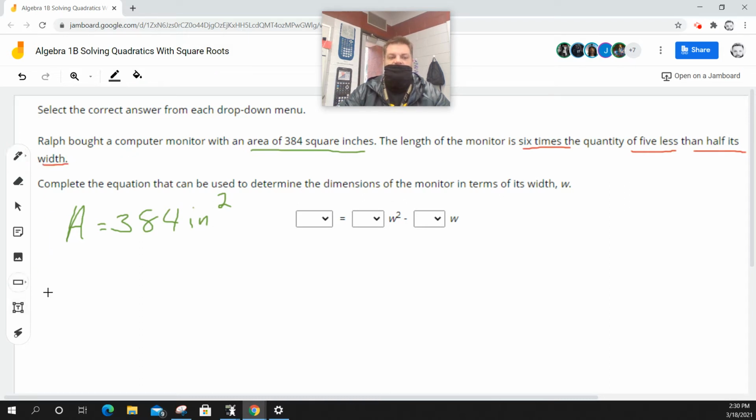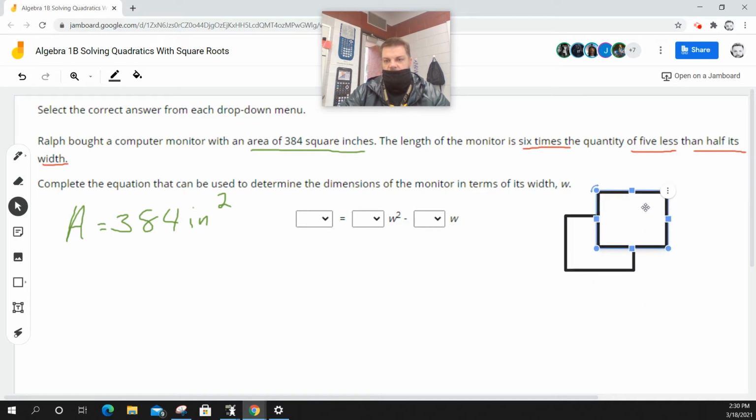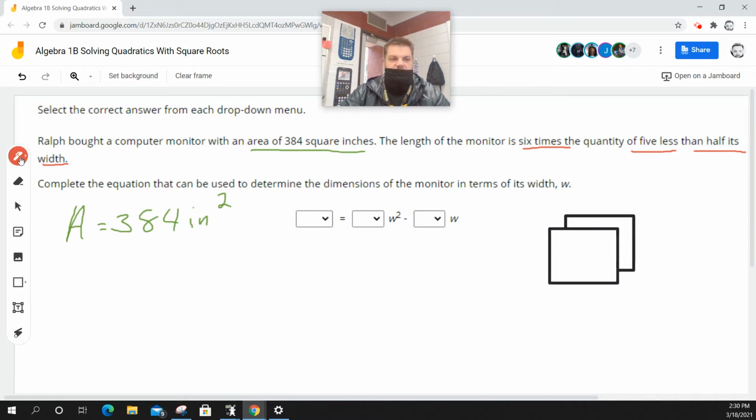So we're going to make an assumption on this. A monitor is kind of like this, right? A computer monitor. I'm just sketching what a computer monitor might look like. It's kind of like a box. It might be rectangular, it might be square, but it's saying that the length is a bunch of stuff compared to the width. Do I know anything about the width? No. So I'm just going to leave the width as W.